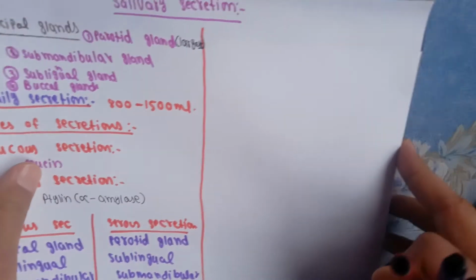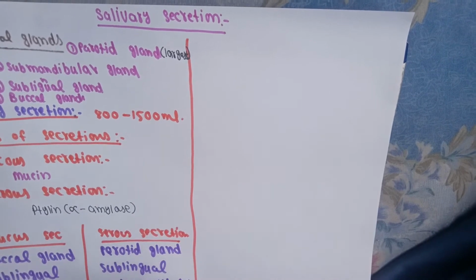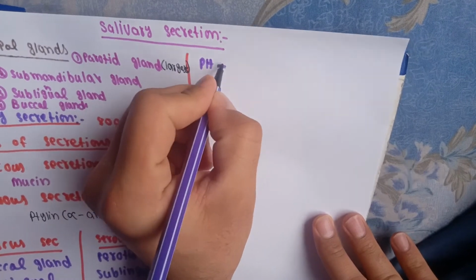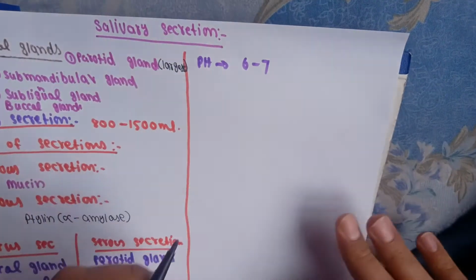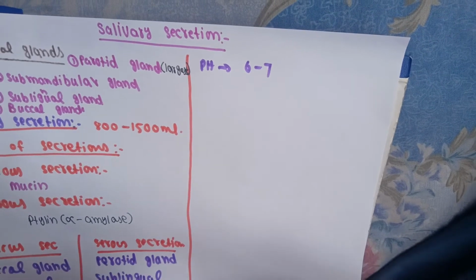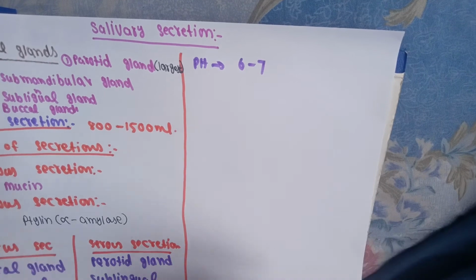And there is another question: what is the pH of saliva? The pH of saliva ranges between 6 and 7, and it is very suitable for the ptyalin enzyme to perform good digestion of starch.